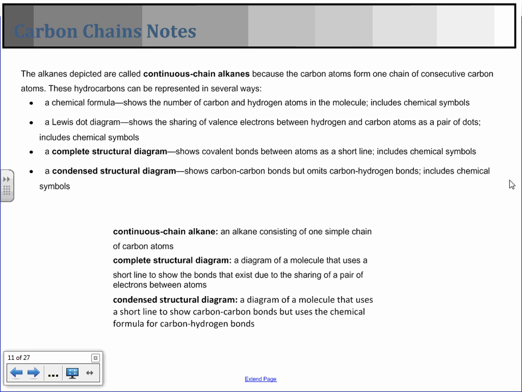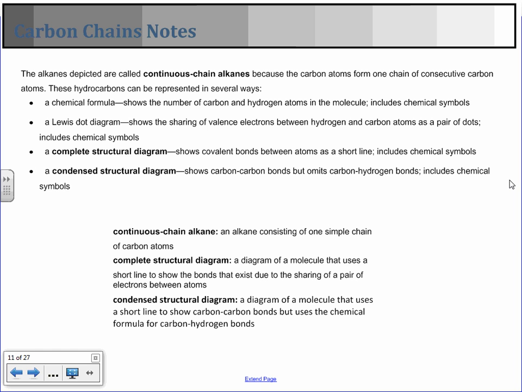So a chemical formula, which shows the number of carbon and hydrogen atoms in a molecule, and includes chemical symbols. The Lewis dot diagram, showing the sharing of valence electrons between hydrogen and carbon atoms as pairs of dots, includes chemical symbols. The complete structural diagram, which shows covalent bonds between atoms as a short line, and it includes chemical symbols. And then a condensed structural diagram, which shows carbon-to-carbon bonds, but omits the carbon-hydrogen bonds, including chemical symbols.